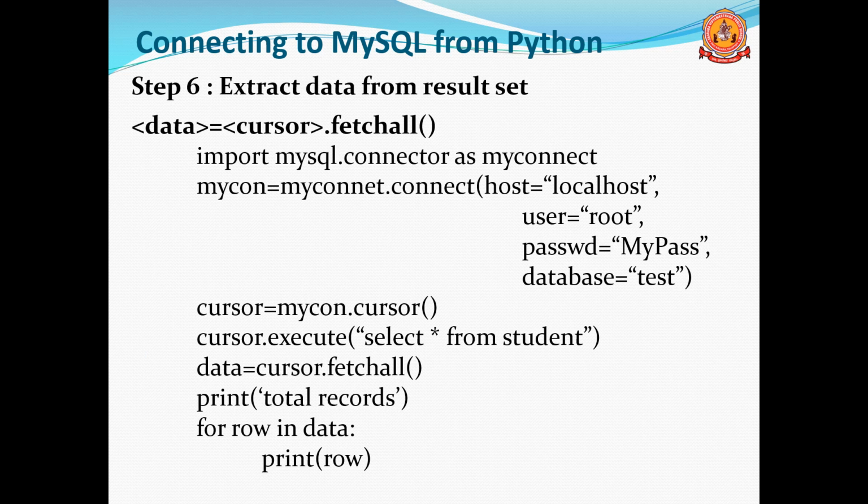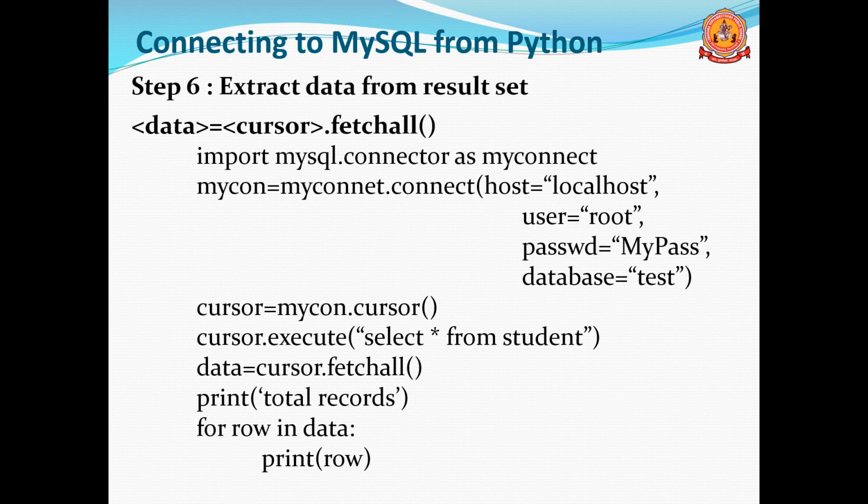Then print total records, just one sentence here. We can use a for loop: for row in data. Data is a tuple here. We know that whenever we retrieve data, it is retrieved and stored in the form of tuples. So for row in data, print row. We are going to print the rows, so all the rows will be displayed.